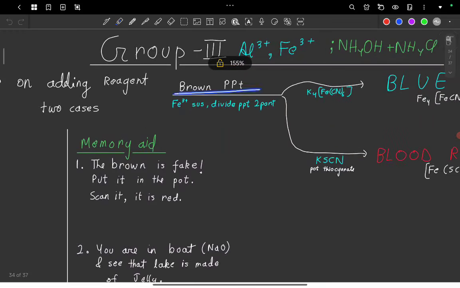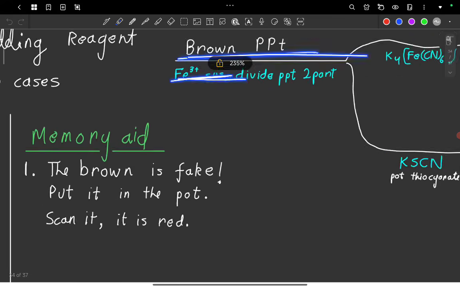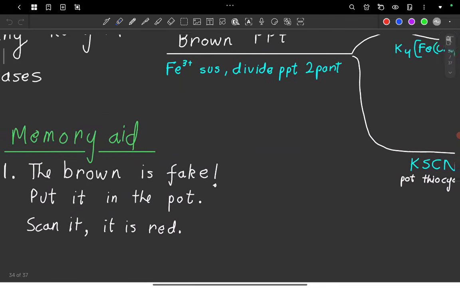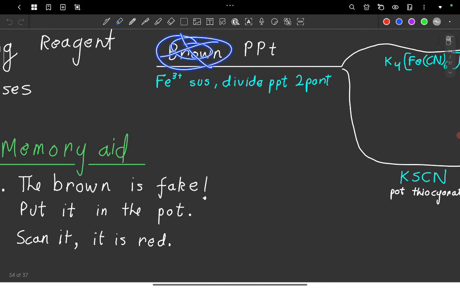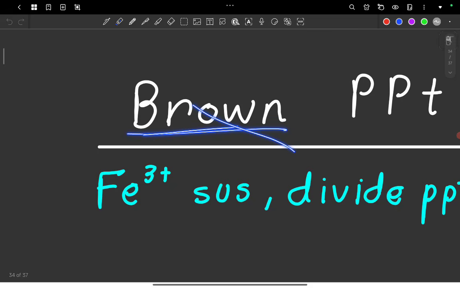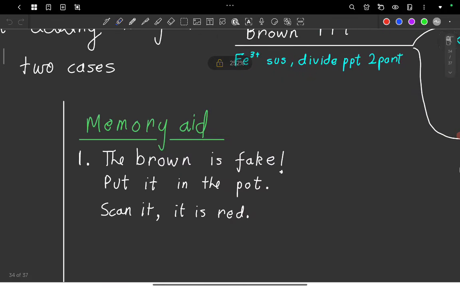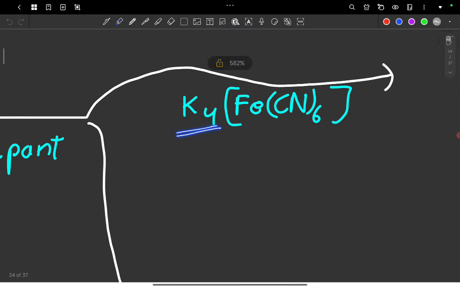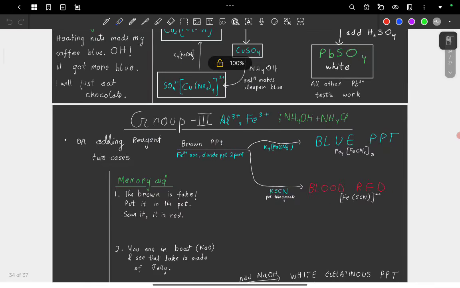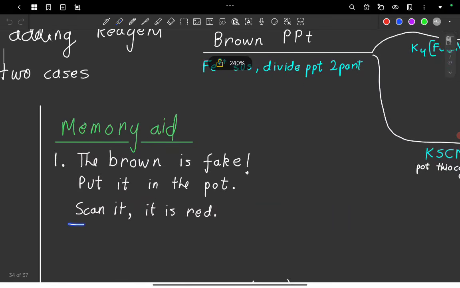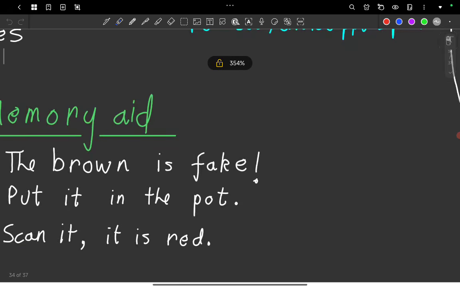And the memory aid for the brown PPT test is for Fe3 plus. The brown color is fake. Using fake, you remember Fe. And brown color was fake. Put it in the pot. Pot means potassium. Put it in the potassium. Okay. And it forms this blue PPT. Scan it. It is red.